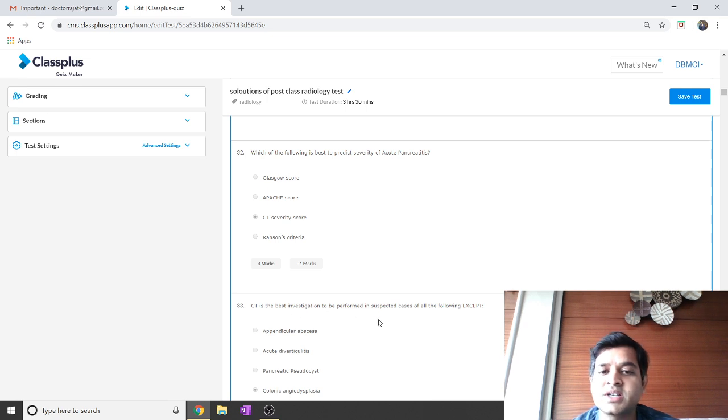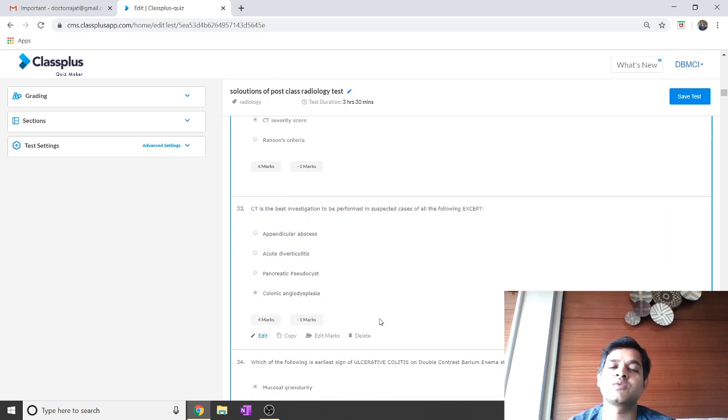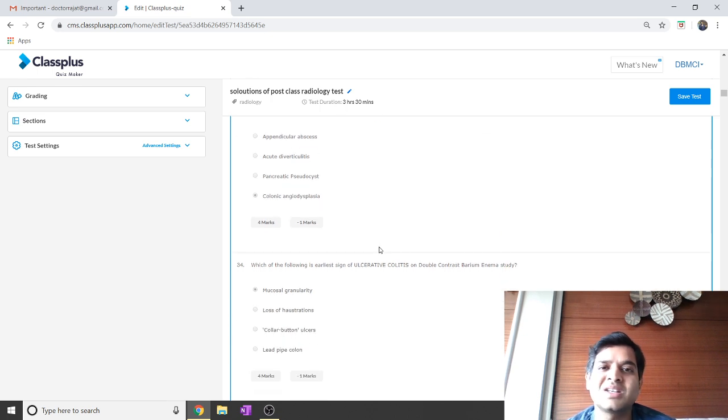CT is the best investigation to be performed in suspected cases of all of the following. Appendicular abscess, it's a very good investigation. Acute diverticulitis, yes. Pancreatic pseudocyst, yes. Colonic angiodysplasia, CT is not very good to show you the colonic angiodysplasia. Okay, these are very tiny things, and you need to do a catheter angiography for them if you want to pick them up.